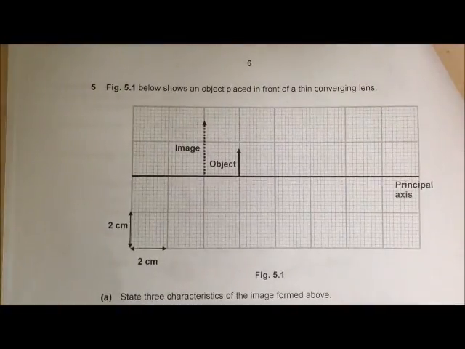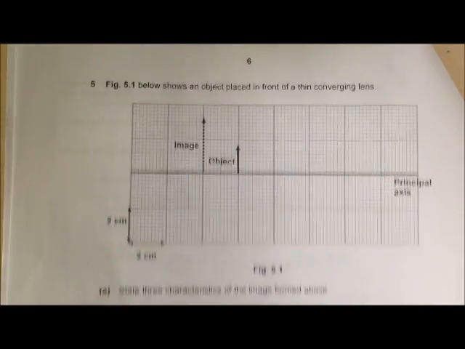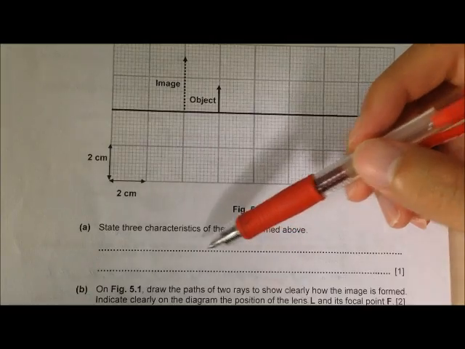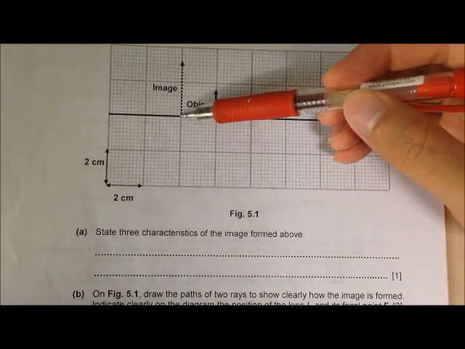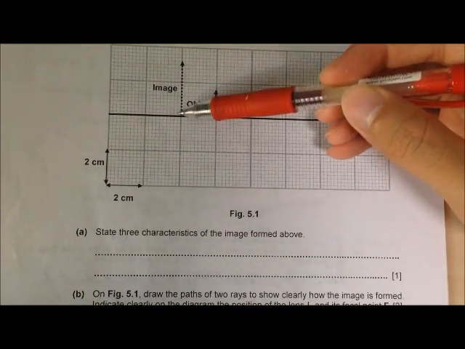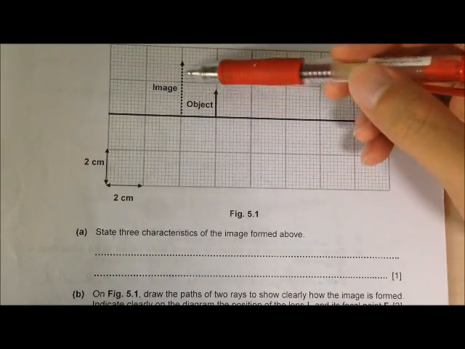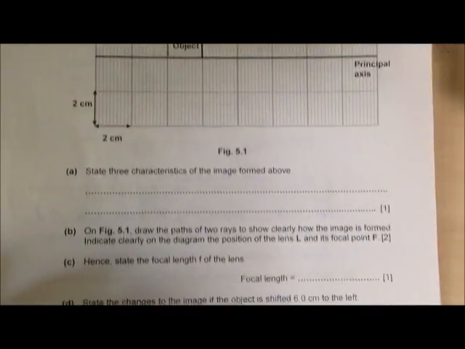Question 5, I leave it blank so that I can show to you. For part A, refer to your book. If not, you can just look at this image. Upright with a dotted line, so it's virtual. And is the size bigger than the object? It is, so it's magnified. So it's quite straightforward. That's why I don't want to write it down.